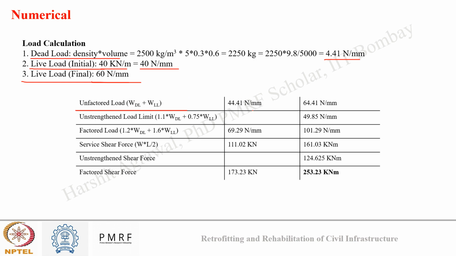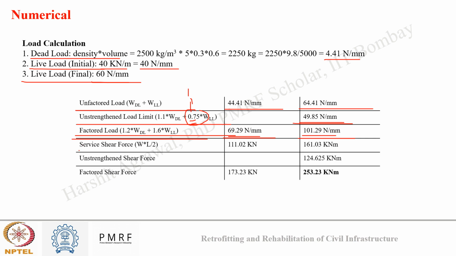So unfactored load we can calculate. For the unstrengthened load limit this time it will be a 0.75 factor instead of 1, since it is a building in which live load may not be experienced always. So unstrengthened load limit is 49.85. Factored load I can again calculate from the relation 1.2 times dead load plus 1.6 times live load. It will come out to be these values before and after load increment.